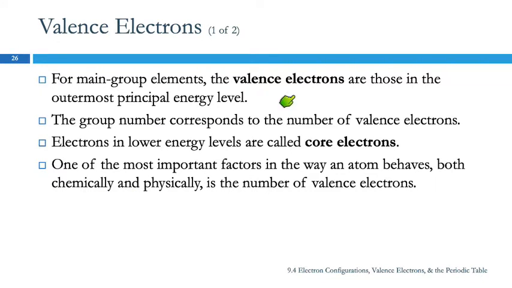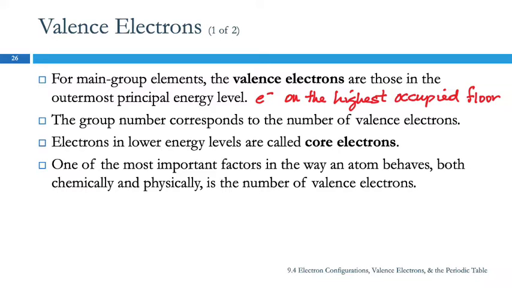So the valence electrons are those in the outermost principal energy level. If we're talking about the quantum hotel, these are electrons on the highest occupied floor of the hotel. The group number, the 1A, 2A, 3A group numbers, corresponds to the number of valence electrons that an atom has for the main group elements.